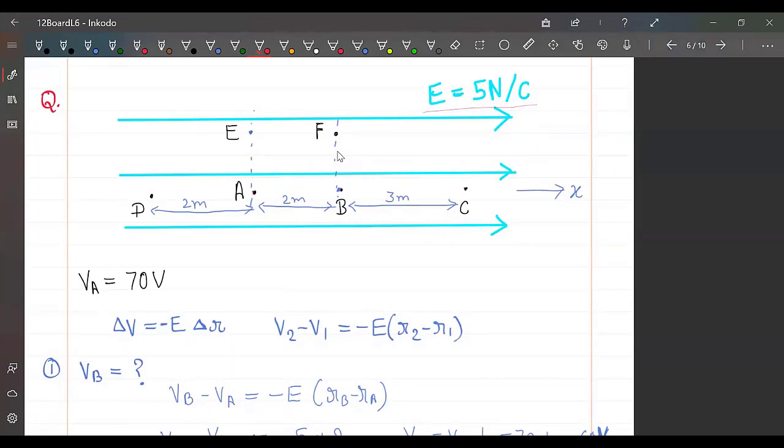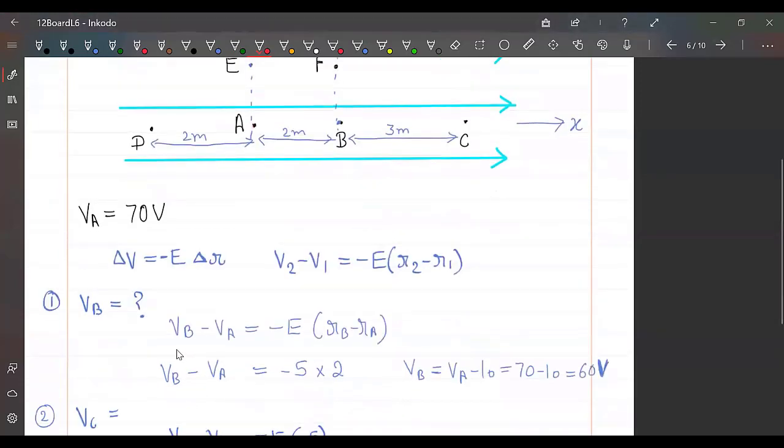So this is a uniform electric field. Potential at A is given as 70 volt. Delta V is minus E delta R, that is V2 minus V1 is minus E times R2 minus R1. So we can find potential at B by this relation. VB minus VA is minus E times RB minus RA. RB minus RA will be 2. So we can write minus 5 into 2, and VB will become VA minus 10, that is 70 minus 10, 60 volt. So potential at B becomes 60 volt.